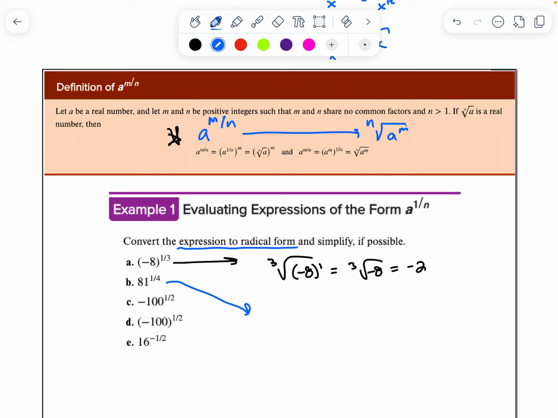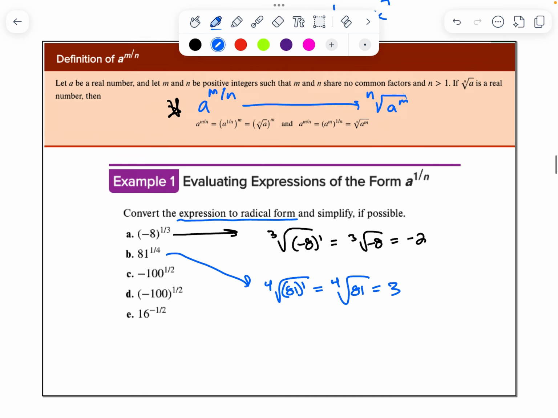All right, 81 to the 1/4. That's the same thing as the fourth root of 81 to the 1. That's the same thing as the fourth root of 81. And the fourth root of 81 in the calculator is 3. We'll try another. Negative 100 to the 1/2 is the same thing as the square root of negative 100 to the 1. That's the same thing as the square root of negative 100, which does not exist.